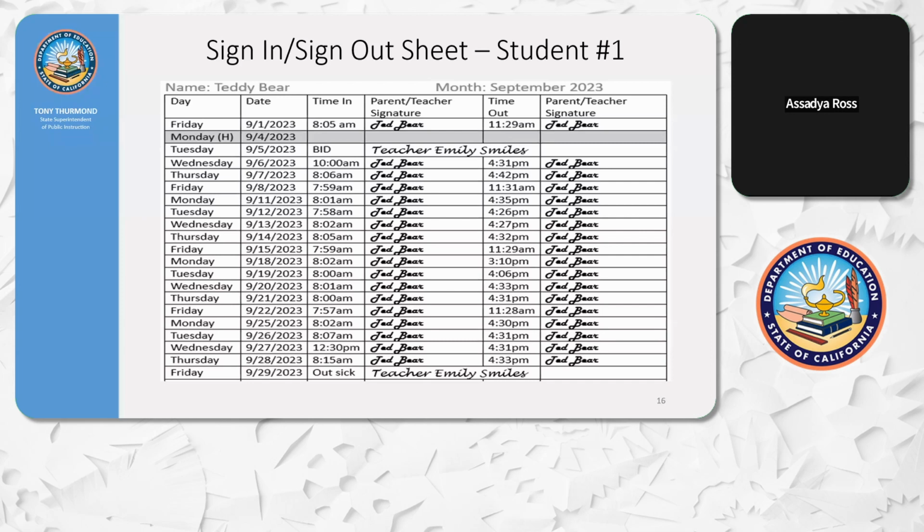Next, you'll see that on the lower portion of the screen, on Friday, September 29th, there is an excused absence because Teddy Bear was out sick. You'll see that the teacher signed, indicating that they accepted a call from the parent, stating that Teddy Bear was out sick, and indicated the reason for the absence. If the parent didn't call or follow the procedures of the agency to report an absence and teacher Emily hadn't signed, then it would remain an unexcused absence until it was cleared by either the teacher or the parent.